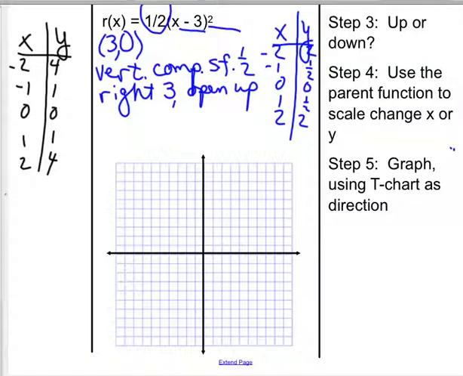So my vertex is 3, 0. Sorry, my calibration is off. I didn't fix it between videos. And from my vertex, my first ordered pair, my first direction, is left 2, up 2. I'm trying to get these fairly accurate. My second direction is left 1, up 1/2. Right 1, up 1/2. And right 2, up 2.